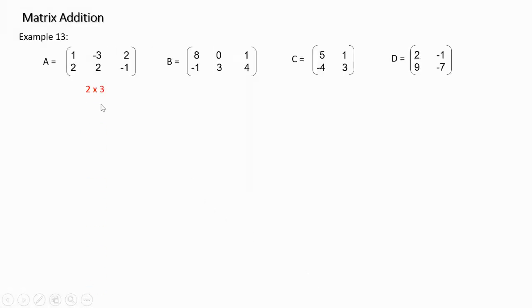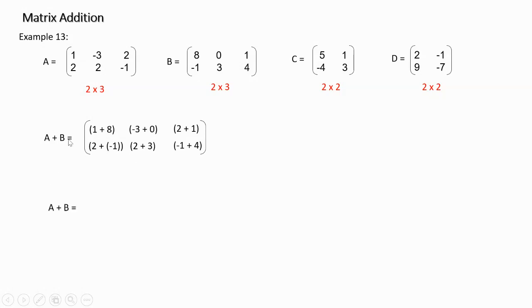Okay? Example. A is a 2 by 3, right? We have 2 rows and 3 columns. B is a 2 by 3. C is a 2 by 2. And D is a 2 by 2. So let's do A plus B. Right? So A plus B is going to be 1 plus 8, negative 3 plus 0, 2 plus 1, 2 plus negative 1, 2 plus 3, negative 1 plus 4. Right?